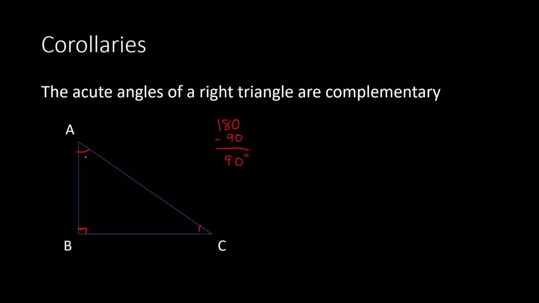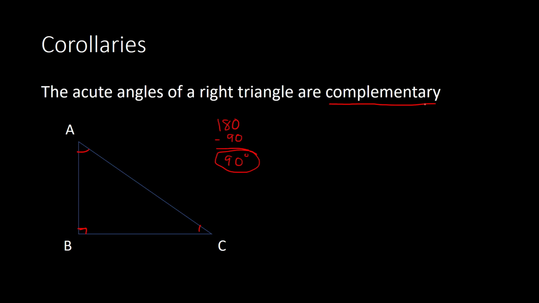So we know that angle A plus angle C needs to add up to be 90 to fill in that void of 90 degrees that is missing. So angle A plus angle C would have to be 90 to give you 180, and that by definition would make angle A and C complementary, because complementary means that we have two angles that add up to be 90 degrees.